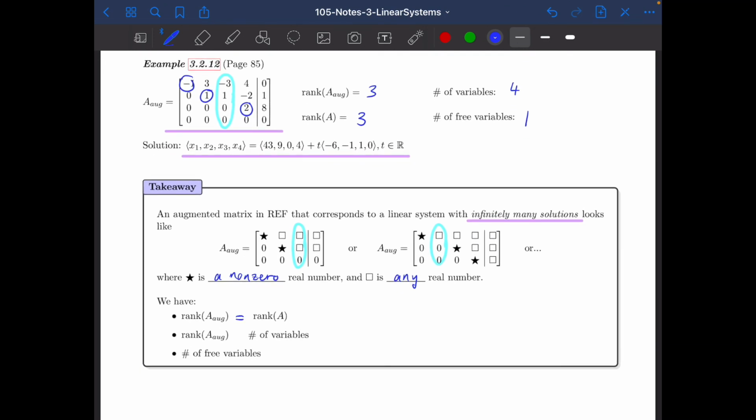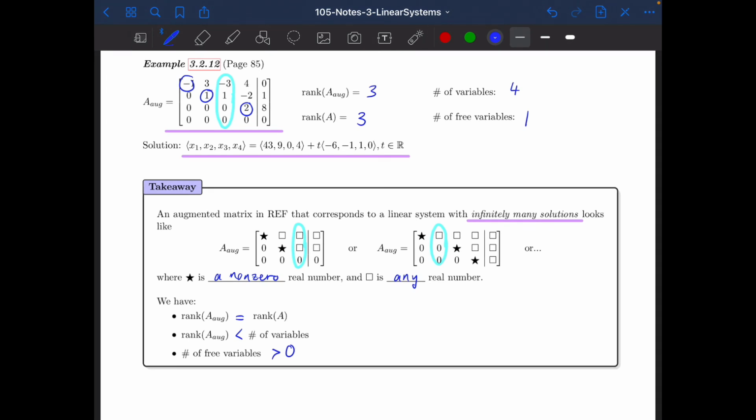Now if we compare the rank of the augmented matrices with the number of variables, we see that they're not equal. We always have that the rank of the augmented matrix is less than the number of variables. And also, linear systems with infinitely many solutions have free variables. The number of free variables is greater than 0.